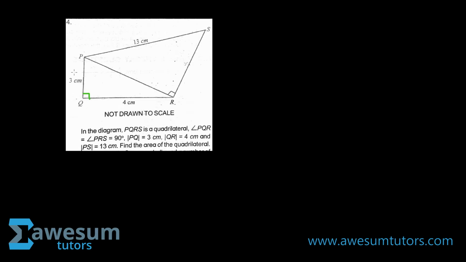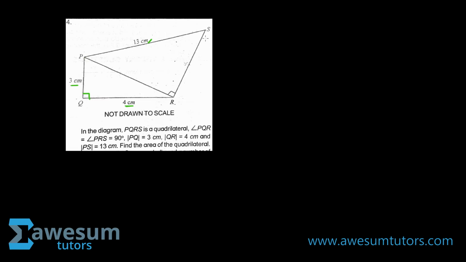Line PQ is 3 centimeters. Line QR is 4 centimeters. And line PS is 13 centimeters. Find the area of the quadrilateral. Find the area of the quadrilateral PQRS. So we want to find the area of quadrilateral PQRS.